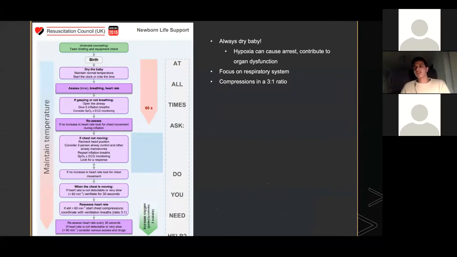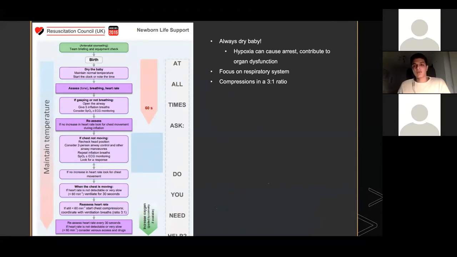So we did cover 4 H's and 4 T's for cardiac arrest, which still apply in the neonatal phase, and hypothermia is something that we can address that makes a big difference. Something like every 1 degree below 36.5 that a baby is, the mortality in NICU rises by 5 to 10%. That's every 1 degree. So if you don't dry the baby, there's a very simple thing you could be doing that can affect their prognosis in the weeks and months to come, especially if they're preterm.